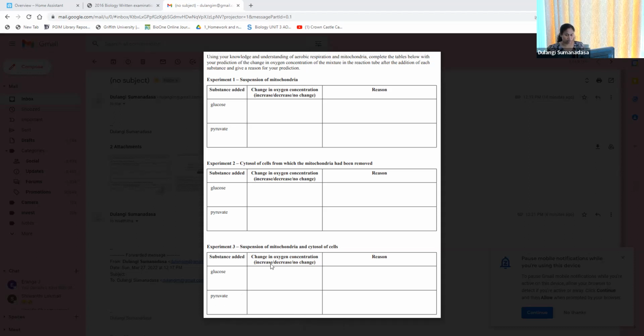So in the third experiment, they have both, right? The mitochondrion and cytosol, that means you can do the full reaction, right? Because the mitochondrion is available, the Krebs cycle and electron transport chain can undergo. So they are aerobic processes and will consume oxygen. That's for the pyruvate, right? So for this one, the pyruvate in experiment 3 will decrease the oxygen concentration, because the Krebs cycle and electron transport chain are aerobic processes, they will use the oxygen to break down pyruvate.